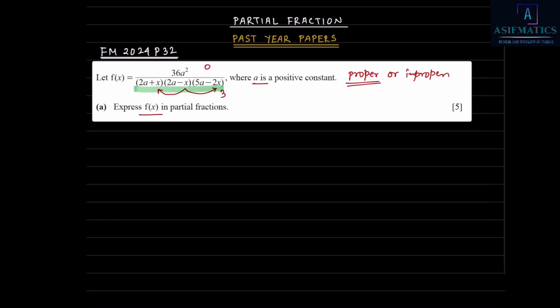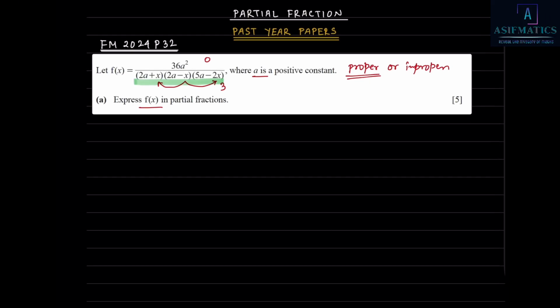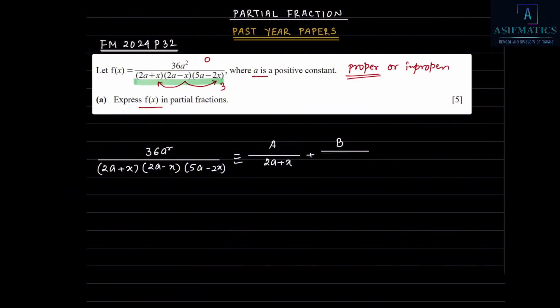So let's write this one. We can write 36a² over (2a + x)(2a − x)(5a − 2x) is identical to A by the first factor, 2a + x, plus B by the second factor, that is 2a − x, plus C by the third factor, which is 5a − 2x.